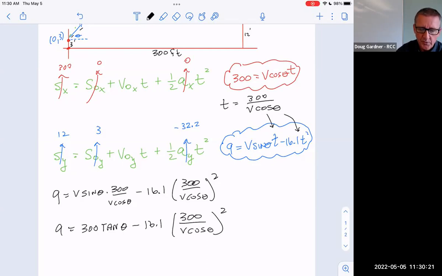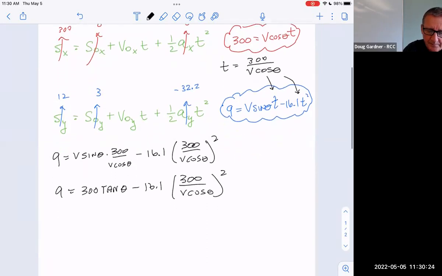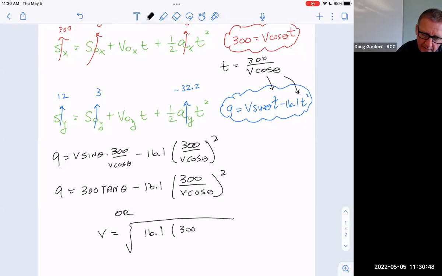I won't take the time to algebraically show you, but if I did solve this for v, I can't live with that. That was like a drunken square root sign. Still drunken. What's going on? 16.1 times 300 squared. Again, I could certainly figure out what that is. And then you get cosine squared of theta times 300 tangent of theta minus 9.